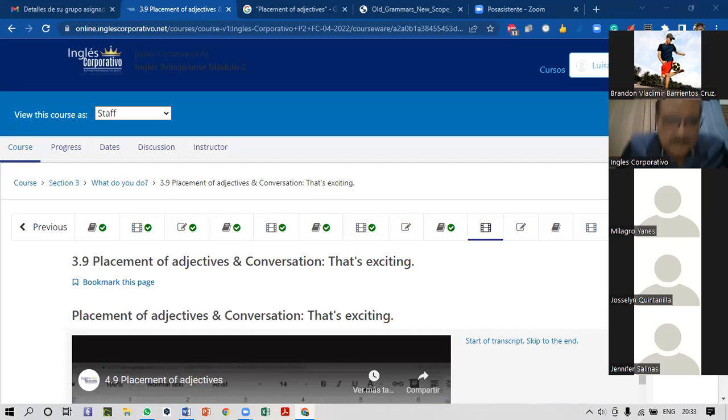Verbo to be. No, no hay verbo to be. I have a small house. Vean que no, eso es una buena observación. Ahí no hay verbo to be en la segunda oración. I have a small house. Small is an adjective. Y después de small? House. ¿Qué es house?